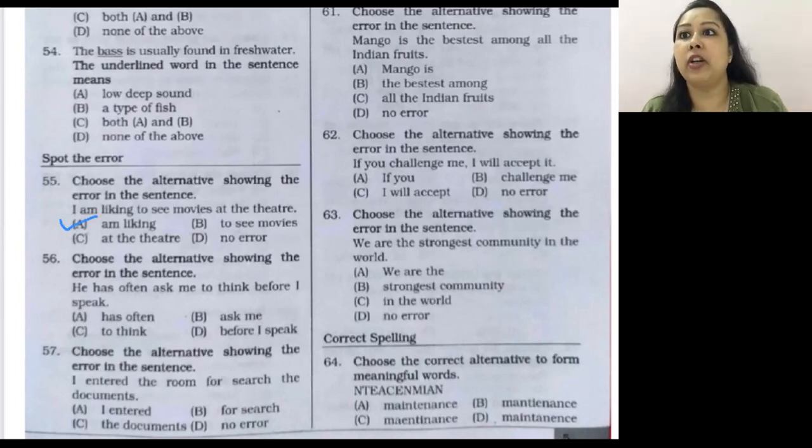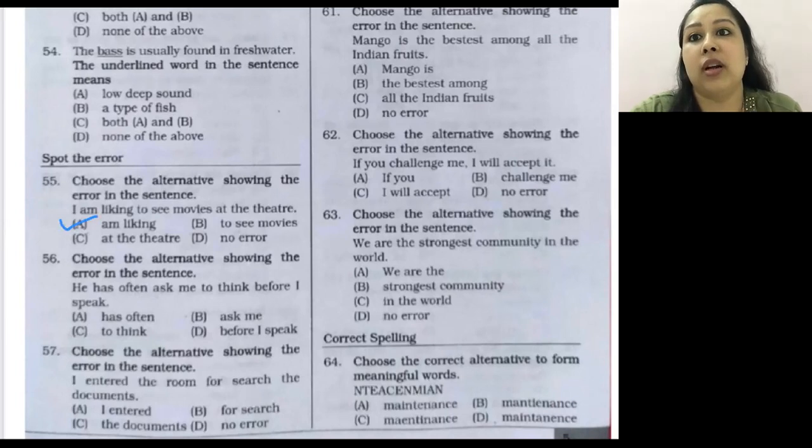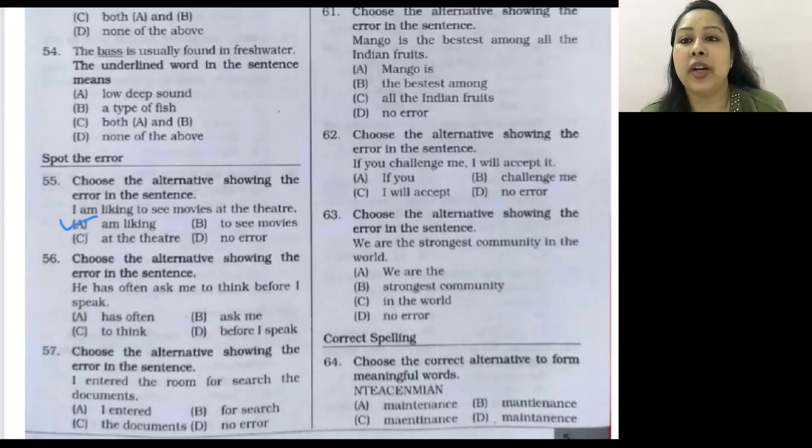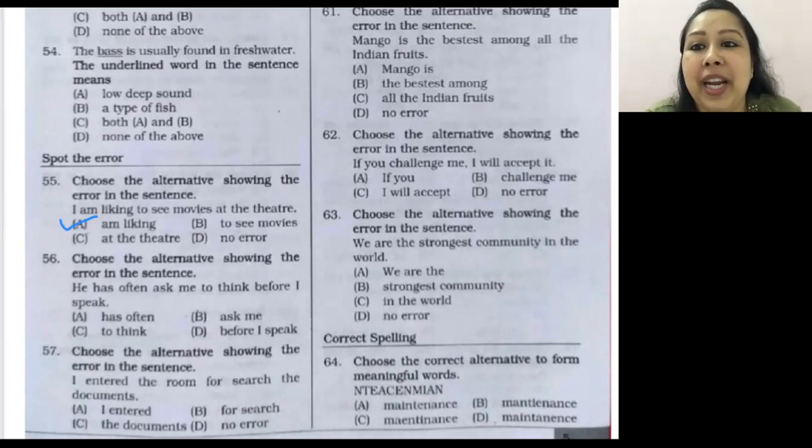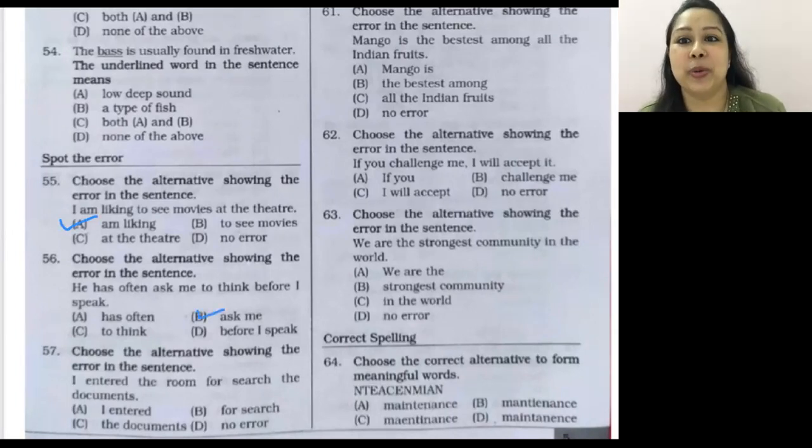Very good, Jitesh. Very good, Joey. Who else? Very good. The first answer was given by Dhruv. Very good, Dhruv. Dhruv is spontaneous and active. Come on, students. Choose the alternative showing the error in the sentence. Very good, Jitesh. The answer is ask me. It should have been asked me. Very good, very good. Super.